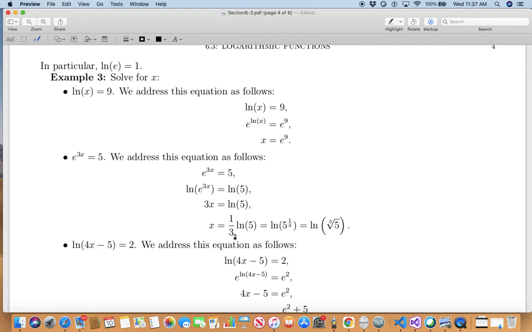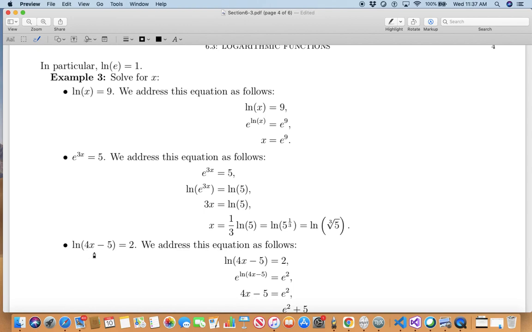Now you may leave it like this, or you may use one of the results in our previous theorem. This is nothing but the exponent can go in: natural log of 5 to the power 1/3. But what is 5 to the power 1/3? It's the cube root of 5. So the answer is x equals natural log of the cube root of 5.